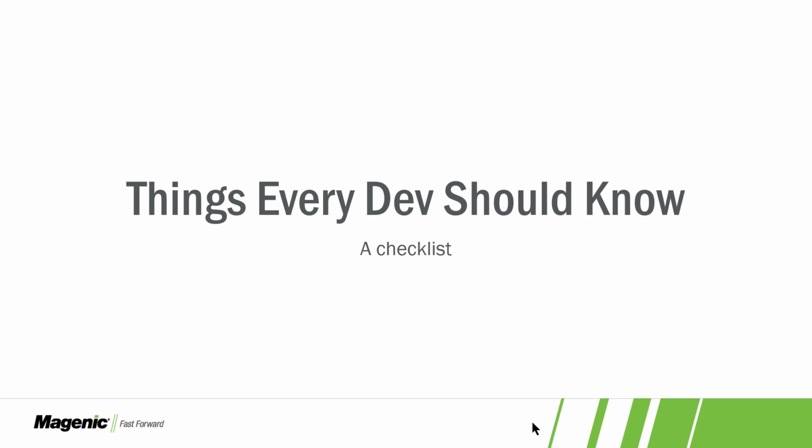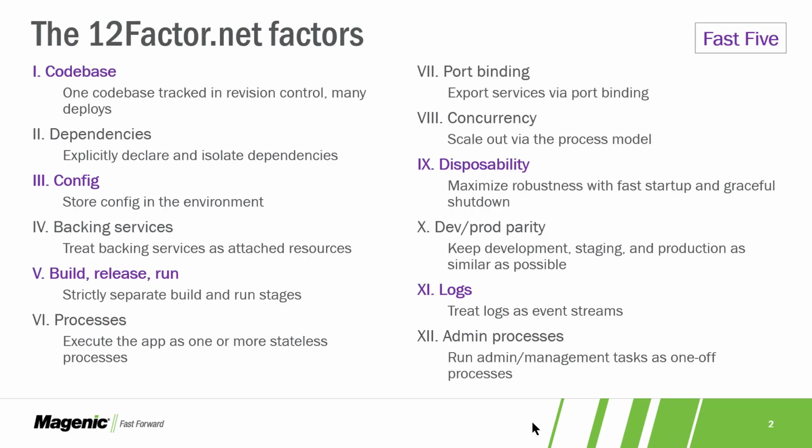Here's a short checklist of some of the things every developer should know. Let's dive right in. The 12 net factors. We have a whole YouTube video on this. You can go watch it.